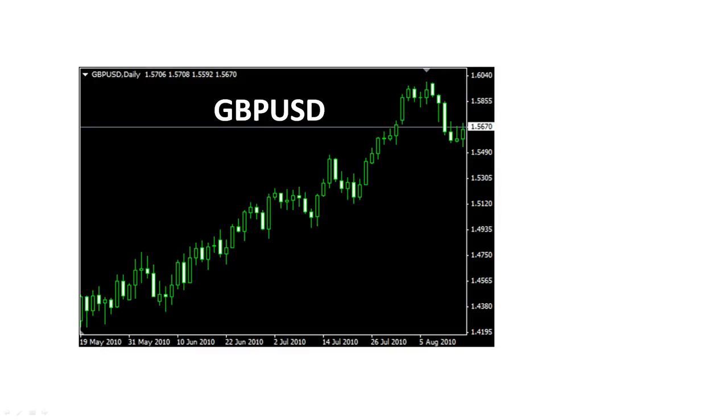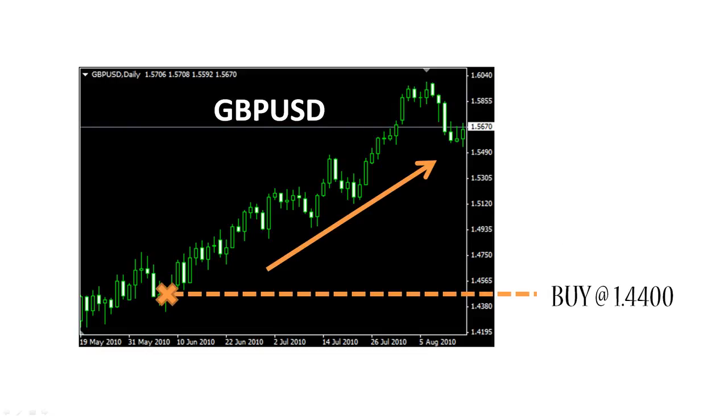Let's look at a British pound dollar example. And here we can see an upward trend. Let's assume that a bull trader bought at that point in time marked by the cross, and the transaction was conducted at a quoted price of 1.4400 for the British pound US dollar currency pair. As we recall from one of the previous tutorials, this means that at that point in time every single British pound was worth $1 American dollar and 44 American cents.